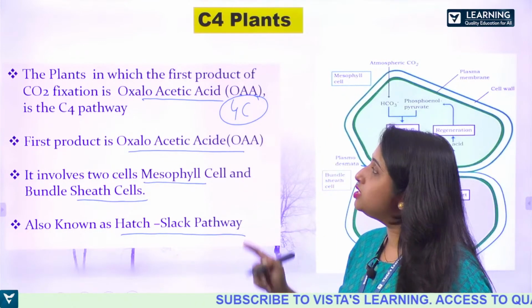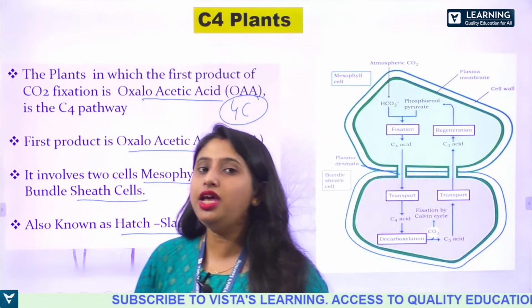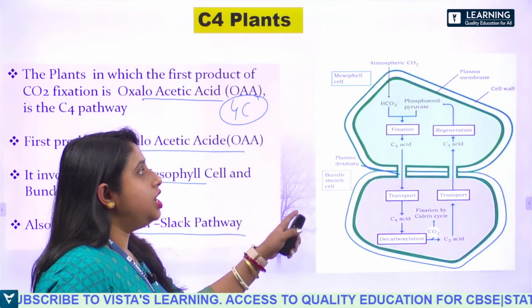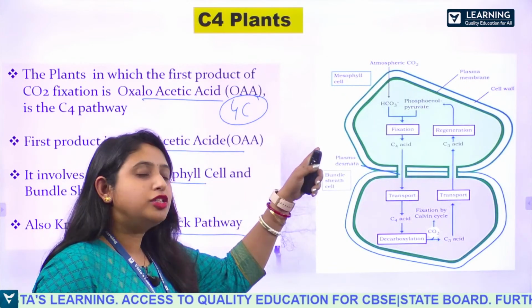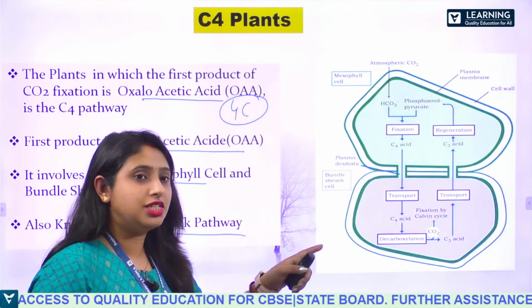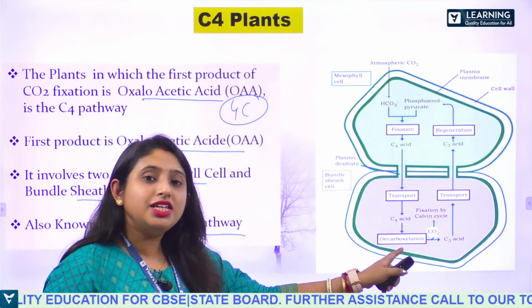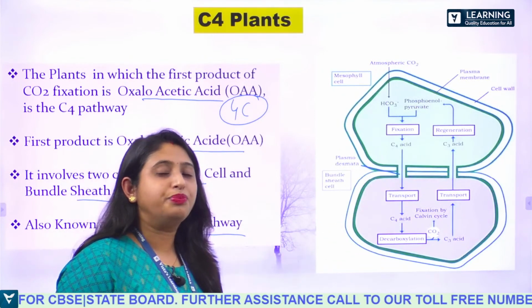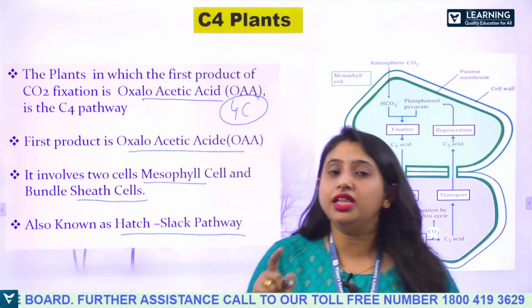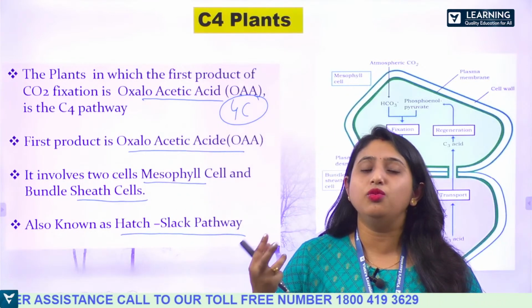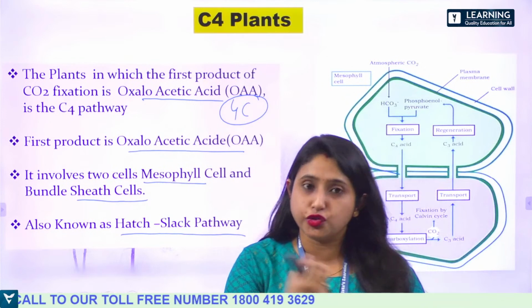It is called the C4 pathway. As you can see in this picture, it is taking place both in the mesophyll cell and in the bundle sheath cell. In the bundle sheath cell, the C3 pathway is going on. The main thing in the C4 pathway is only what? Only to stop photorespiration.